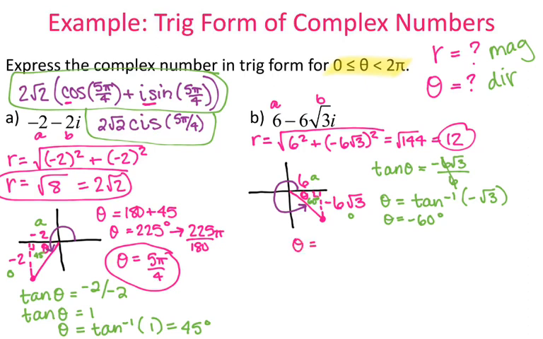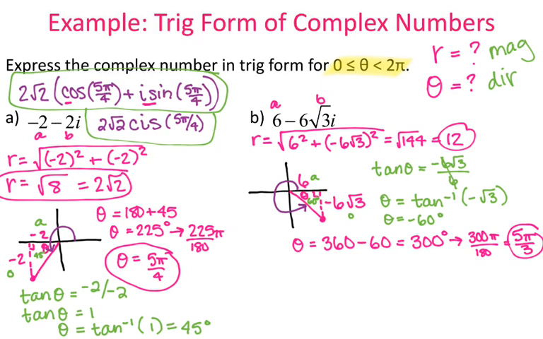So theta is going to end up being 360 minus 60, which is 300 degrees, which of course I have to change to radians. So I'm going to take 300, multiply it by pi over 180, and that gives me, man, my mental math skills are not good today. 300 over 180, I'm putting it into my calculator, 5/3. So 5 pi over 3.